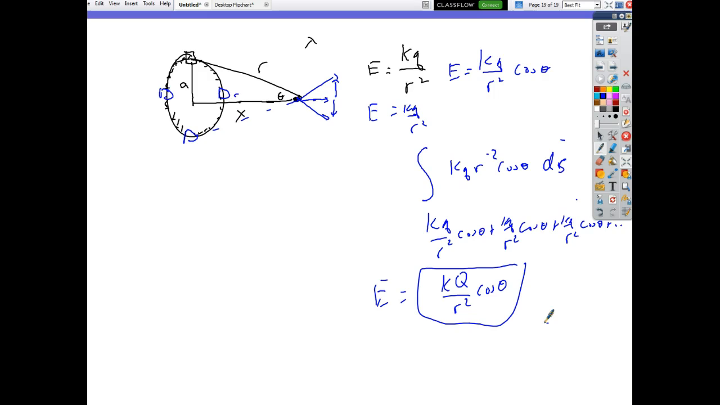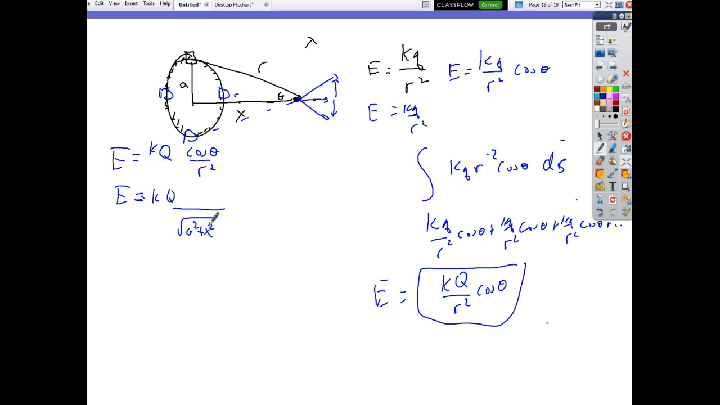Okay, I'm going to ugly this up. I like my k, I like my q. I'm going to mess with the r squared and the cosine theta. I'm going to say that E is also equal to kq cosine theta over r squared. Now, probably I did not give you r squared. Probably I gave you the radius of the ring, which is a, and the distance x, right? So instead, I'm going to rewrite r as the square root of a squared plus x squared.